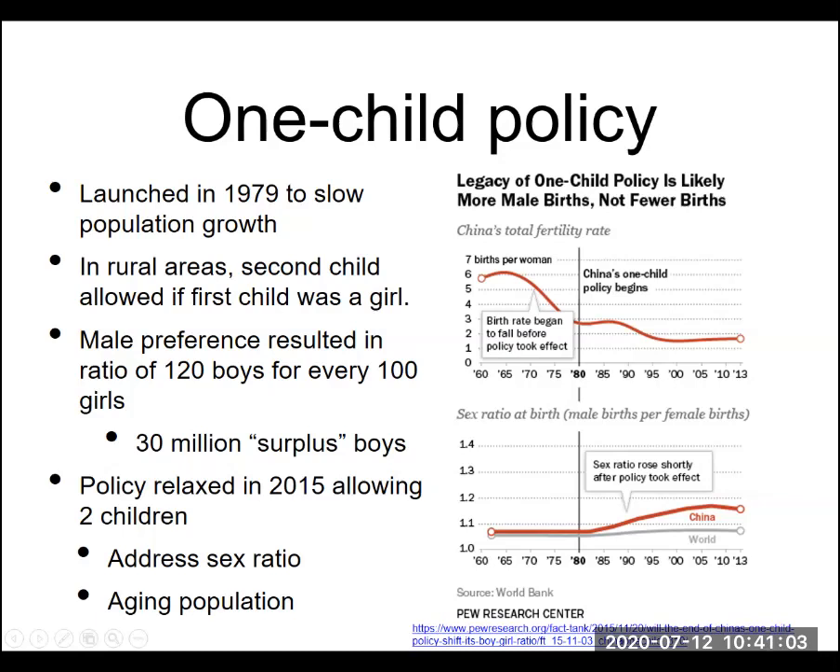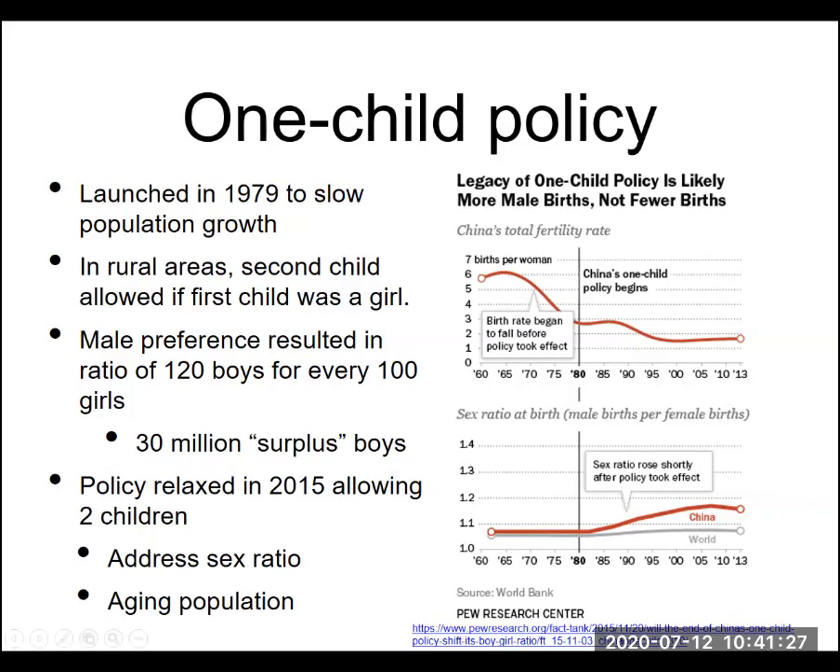Normally, it's going to be pretty close to 1-to-1, a little bit of variability, but this was changing within China. And this resulted in about 30 million surplus boys being born. So 30 million more boys than girls born during this period of time.